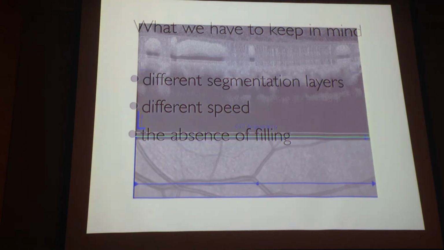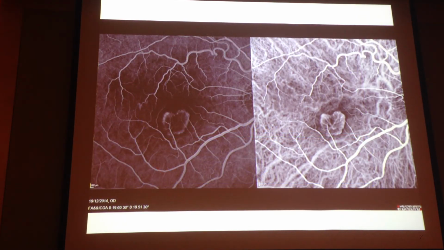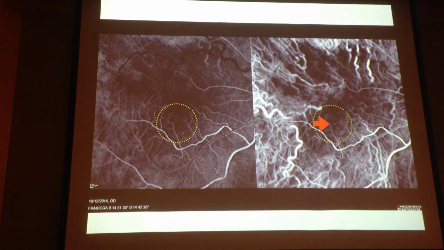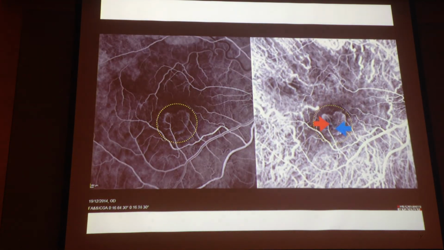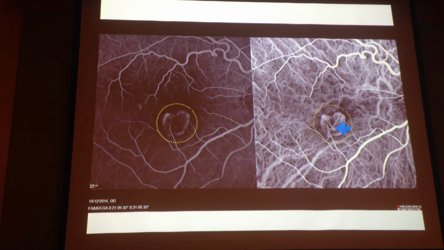Also, the absence of filling. Going back to this image, it's a still frame image taken from something that moves, and so the artery and veins are not identified. So if we have a choroidal neovascularization like this one, and we do the movie, we can actually see the filling of a feeder vessel and the draining vessels.